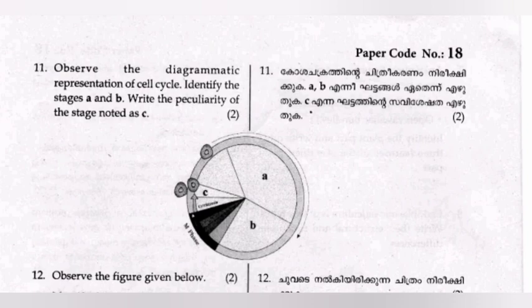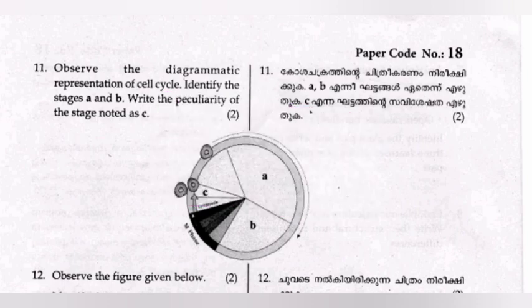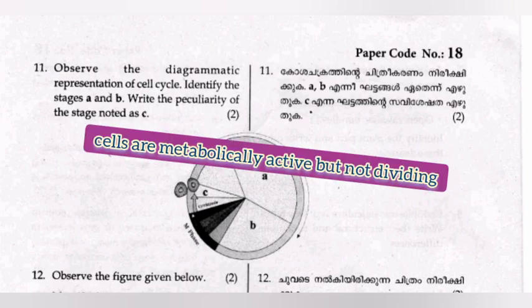11. Observe the diagrammatic representation of cell cycle. Identify the stages A and B. Answer: A. S phase or synthetic phase. B. G2 phase or gap 2 phase. Write the peculiarities of the stage noted as C. Answer: Cells are metabolically active but not dividing.